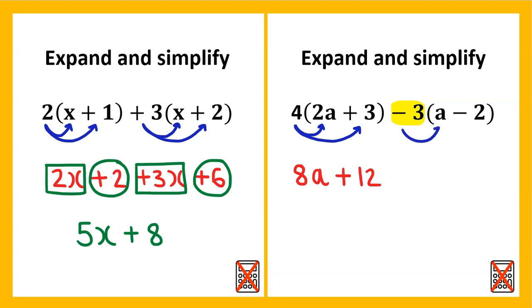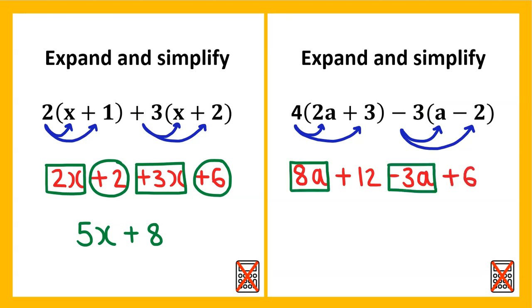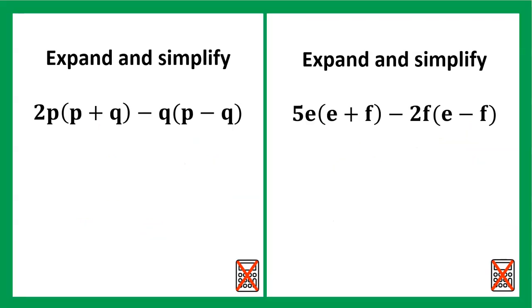So most people do get this bit correct, where we do negative 3 multiplied by a to give us negative 3a. But then people forget that we're actually doing negative 3 multiplied by negative 2 for the last term. And a negative times a negative will actually give us a positive 6. 8a subtract 3a is 5 lots of a. And then 12 plus 6 is 18. So 5a plus 18.